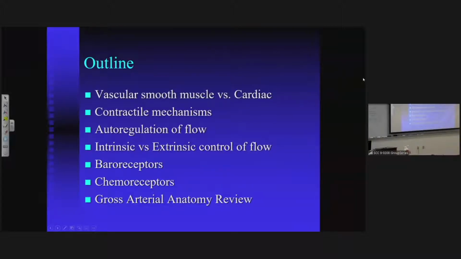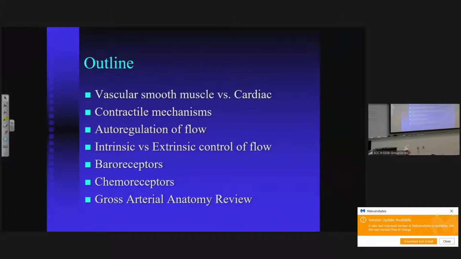So at any rate, what's the difference between vascular smooth muscle and cardiac? How do they contract? We kind of know some of this already. There's a thing called a myogenic mechanism where the body's trying to maintain a steady flow. And then we'll take a look at intrinsic versus extrinsic flow, where intrinsic is local and extrinsic is neural. And then we've already talked about baro and chemoreceptors in other chapters, so really nothing new there.